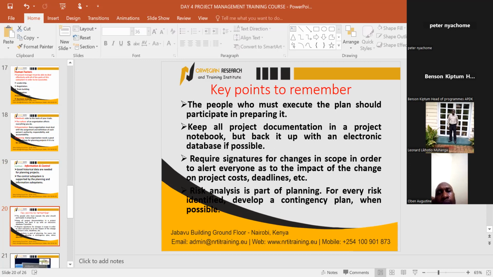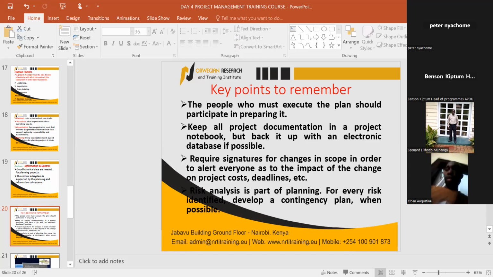Require signatures for changes in scope in order to alert everyone to the impact of the change on the project cost and deadlines, so that if you go back to request additional resources, they can understand you. Let them be involved and know the implication of that change, so that they don't start complaining that you have eaten their money. Project managers normally say, that person has really eaten our money. So to avoid such, these are the areas where you have to be very smart.